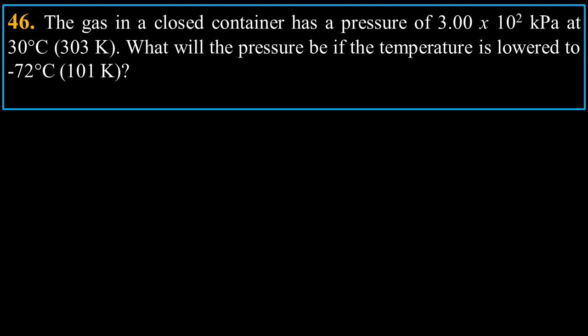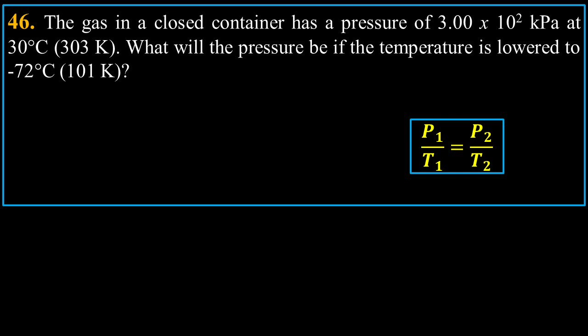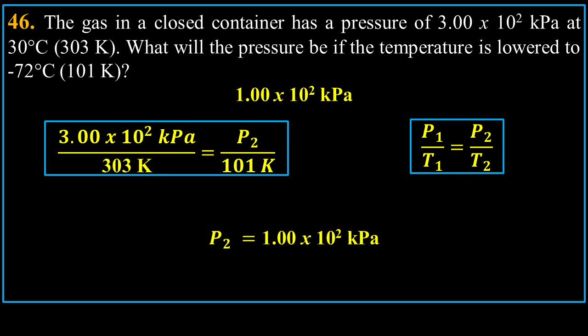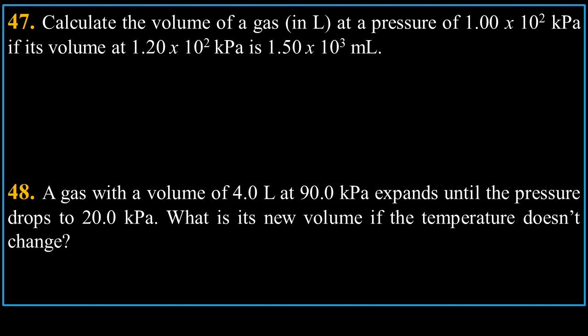The gas in an enclosed container has a pressure of 300 kilopascals at 30 degrees Celsius. What will be the pressure if the temperature is lowered to negative 72 degrees Celsius? That's Gay-Lussac's law. Pressure is proportional to temperature. Now we're going to plug in P1, T1, and calculate P2, and you're going to cross multiply and divide. And the answer is 100 kilopascals, or 1 times 10 to the 2 kilopascals. Same thing as 100 kilopascals.